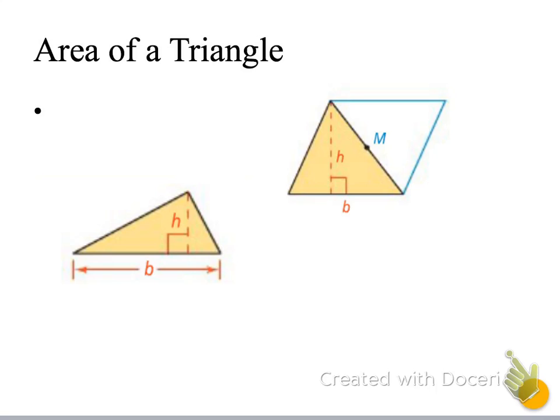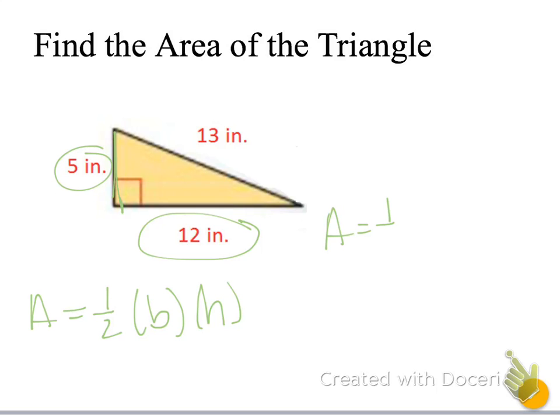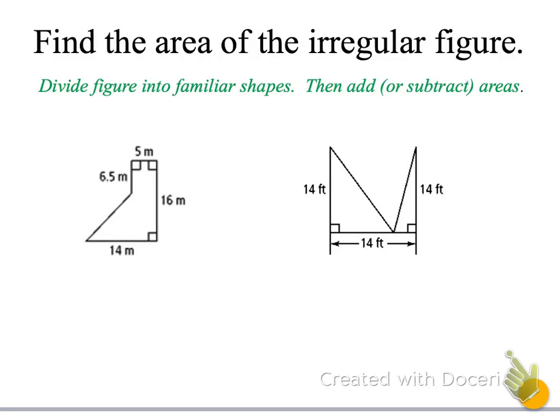Okay, area of a triangle. Area of a triangle is going to be A equals 1/2 base times height. So the B stands for base, H stands for height. So in this situation, we got our base being 12. Our height of our triangle is 5. So A equals 1/2 times 5 times 12, oops, that was supposed to be a 12. So A equals 30 inches squared.